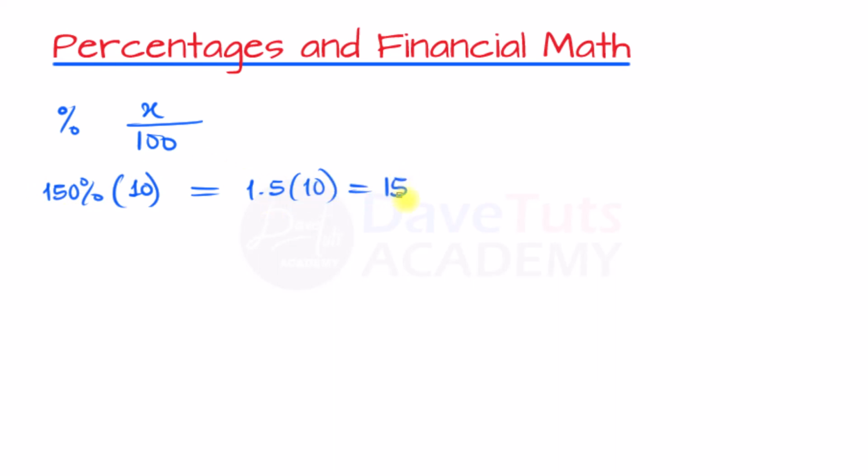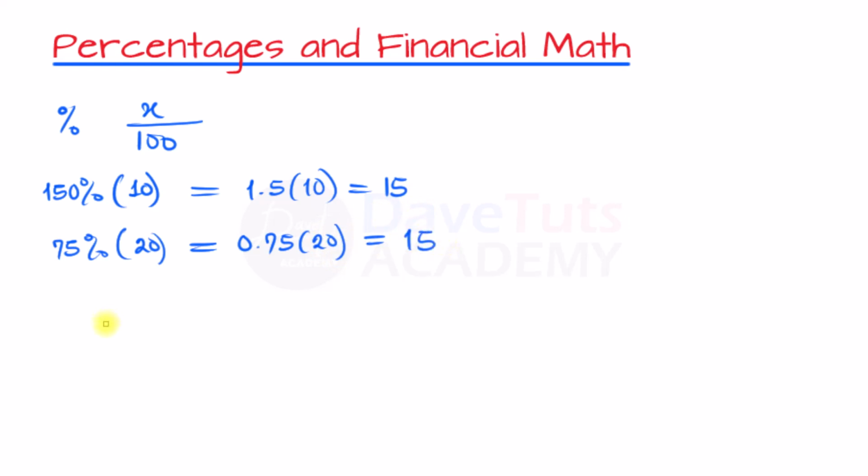and this will give you 15. In the same way, if you have something like 75% of, say, 20, this is nothing but 0.75 of 20, and if you do this, it will also give you 15.